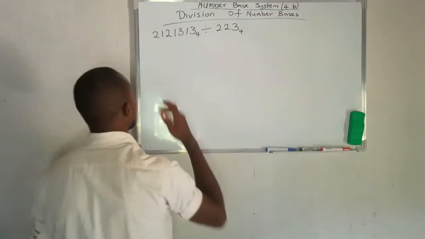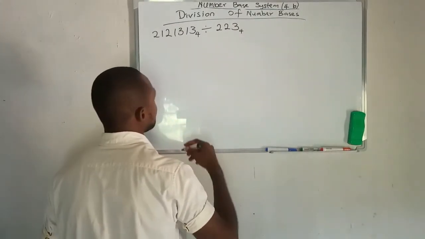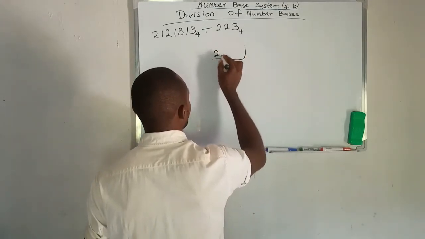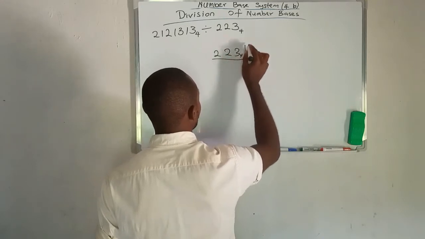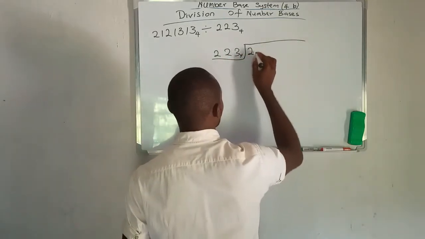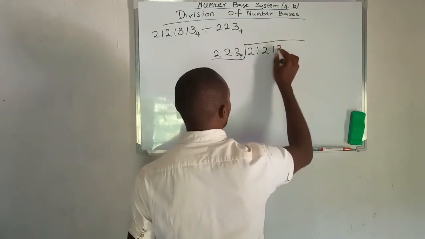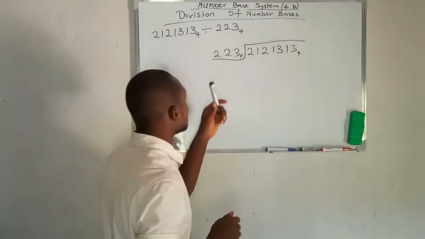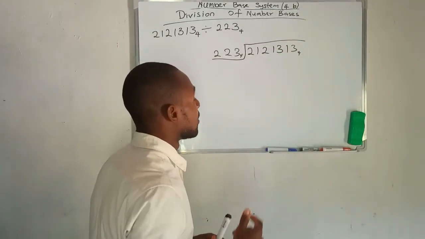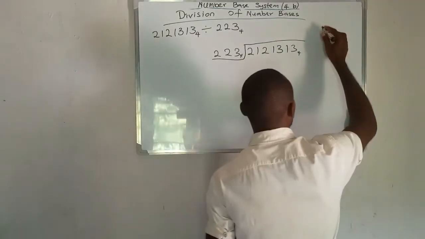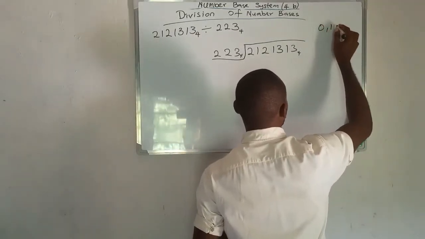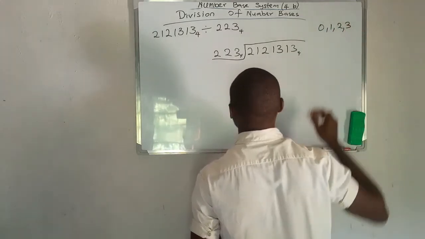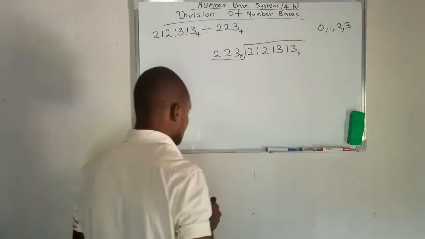We have 212131 base 4 divided by this. So we use our long division. We have 223 base 4, dividing 212131 base 4. And then before we continue with this, the first thing we'll do is write out the numbers in base 4. So numbers in base 4 will have 0, 1, 2, 3. Those are the numbers that we have in base 4.